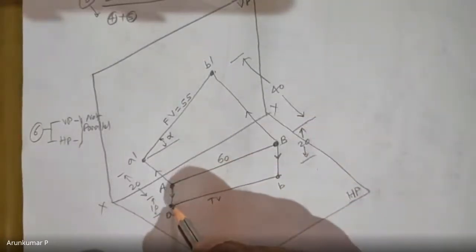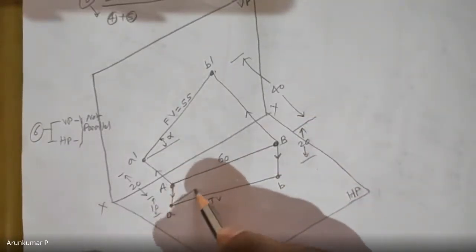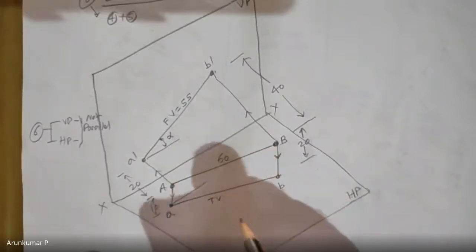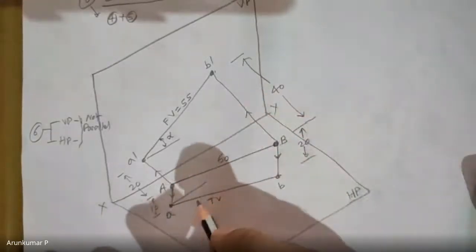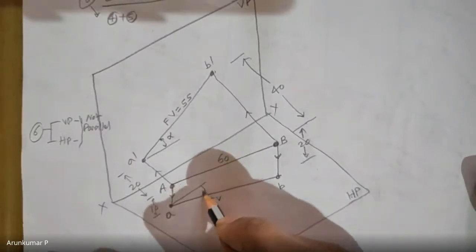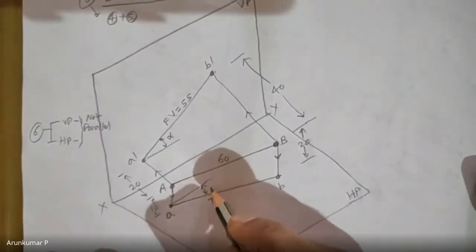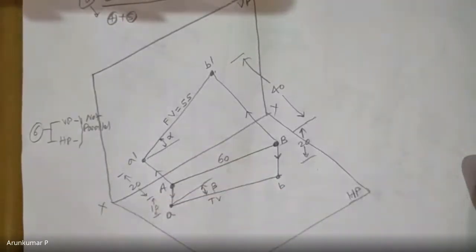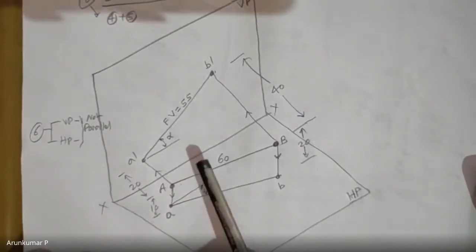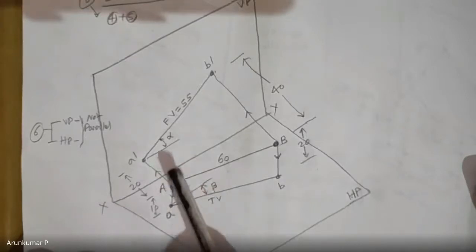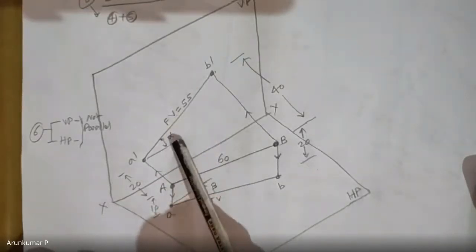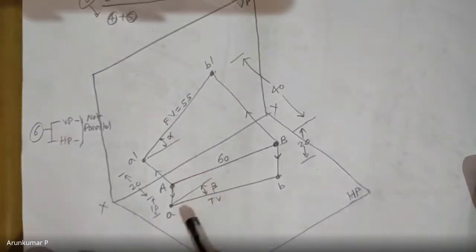And it is very clear that the top view AB is not parallel to XY line or to VP. It is inclined, it is at some angle. You can see a small angle here. This angle you can call it as beta. The inclination of the top view with XY line or with VP, you can call it as beta. Just like inclination of the front view with XY line is alpha, same way inclination of the top view with the XY line is beta.